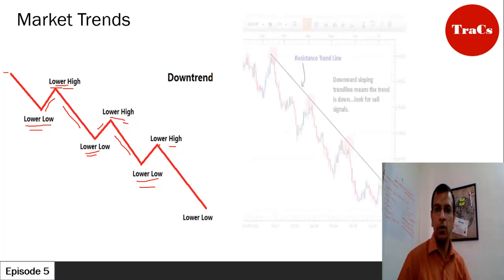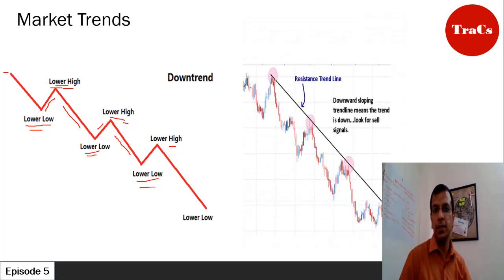How does it look like on a real chart? It's something like this. So if you see, this is a real candlestick chart. It has created one high, another high which is lower than the previous high, again a lower high, and so on and so forth. And all these high points will typically have a candlestick pattern which will tend to tell you that it is in a downtrend or it is about to go down.